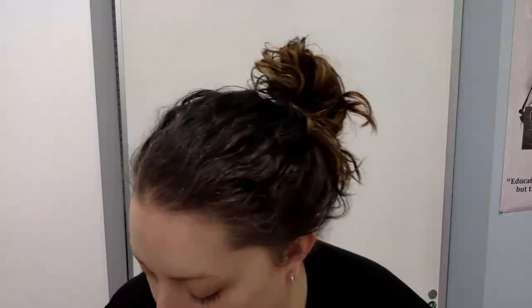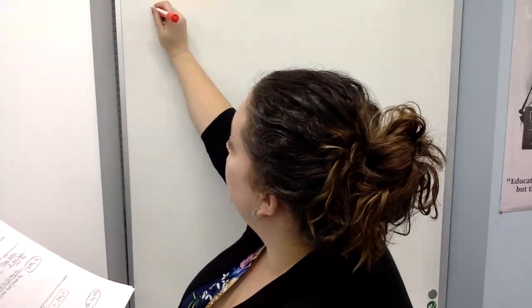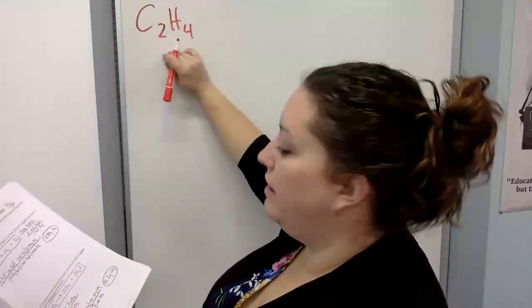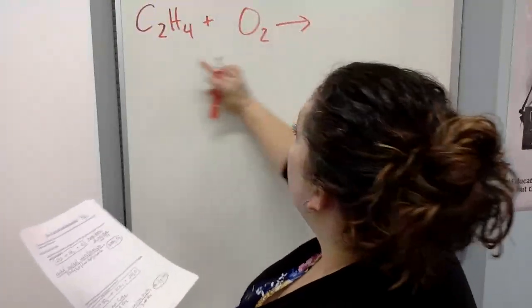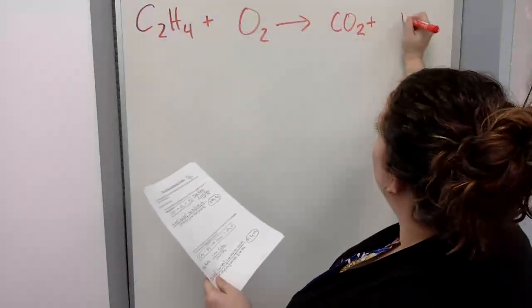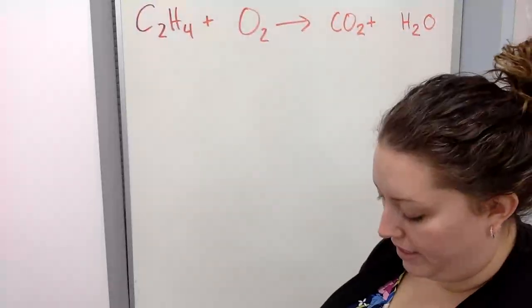So for this one, we have ethylene reacts with oxygen gas to produce carbon dioxide and water, and then it gives you some more information. First thing we have to do is write out our reaction. So this is ethylene, it gave us that as part of the question. Ethylene and oxygen gas yields carbon dioxide and water. At this point we have to go back in and balance that out.